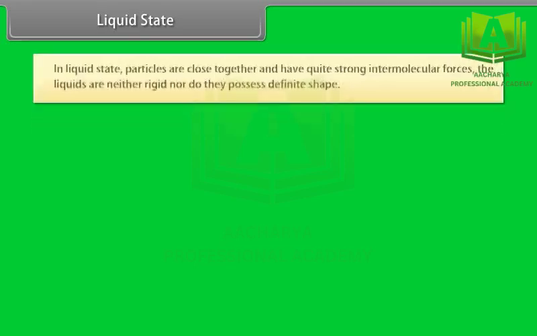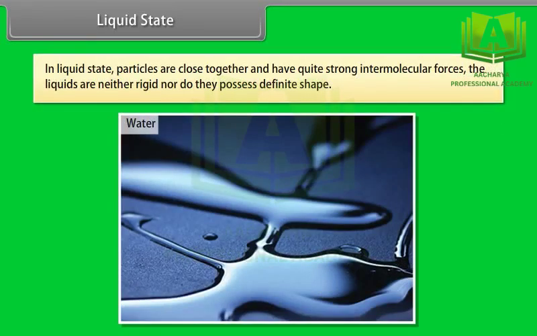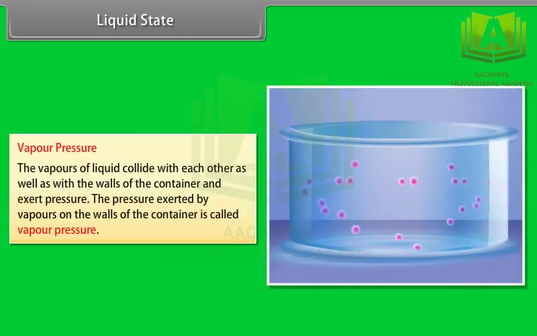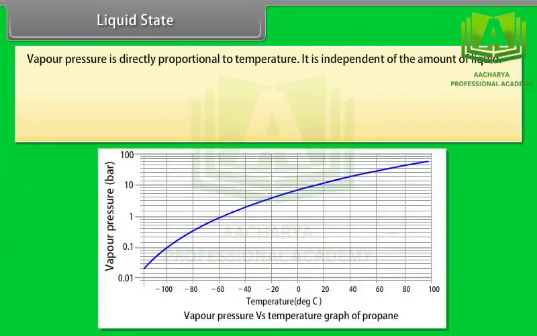Liquid state. In liquid state, particles are close together and have quite strong intermolecular forces. The liquids are neither rigid nor do they possess definite shape. Vapor pressure. The vapors of liquid collide with each other as well as with the walls of the container and exert pressure. The pressure exerted by vapors on the wall of the container is called vapor pressure. Vapor pressure is directly proportional to the temperature. It is independent of the amount of liquid.